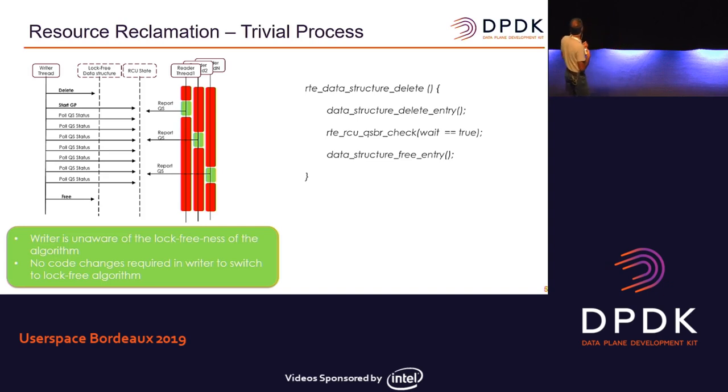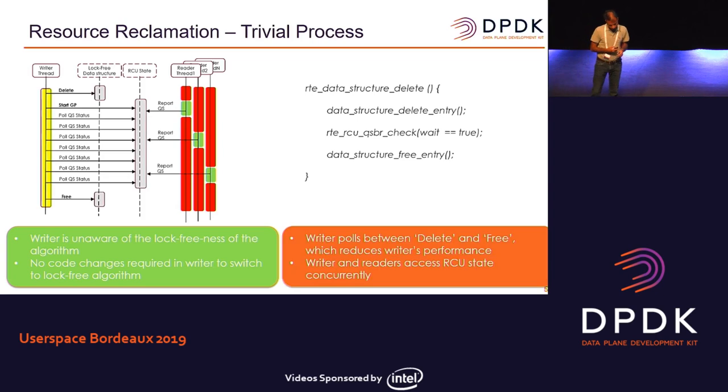So some of the advantages are, here the writer thread or the application is unaware whether the underlying data structure is lock-free or not. He doesn't really care because it is completely hidden in the data structure delete API. And if there's an application which is moving from a non-lock-free data structure to a lock-free data structure, then it just doesn't need any change, because the reclamation is handled in the delete API.